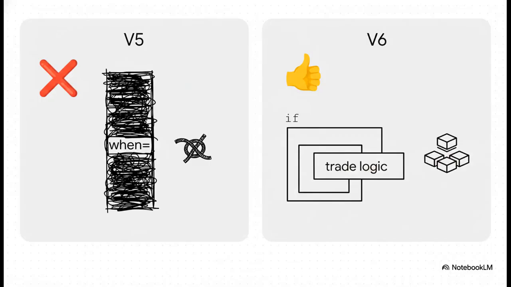And just like we saw before, v6 cleans things up here too. That old when parameter is totally gone. Now you just use a simple if block. It makes so much more sense. If my buy condition is true, then enter the trade. Your code is easier to read, easier to debug, and it just feels a lot more logical.